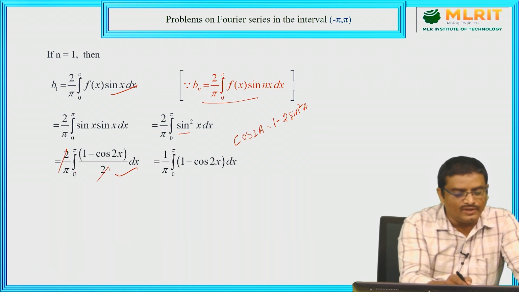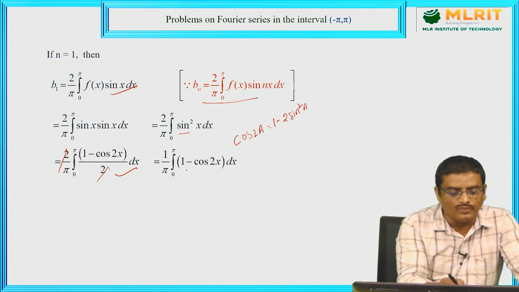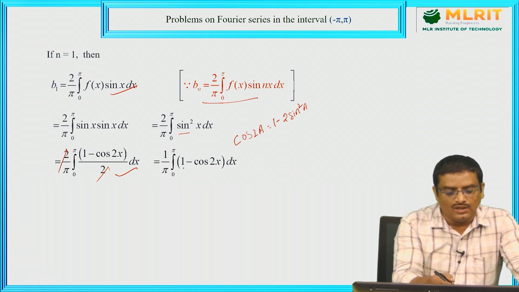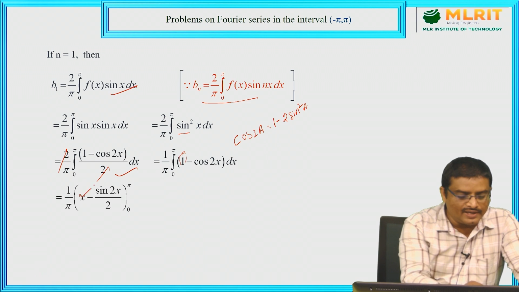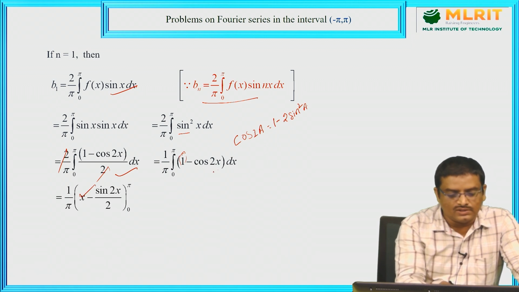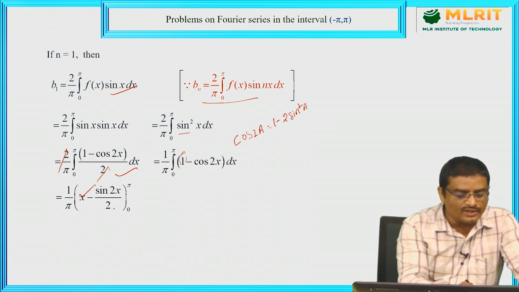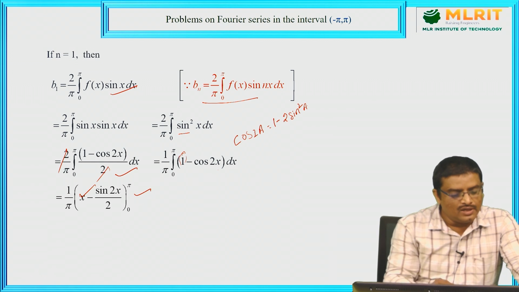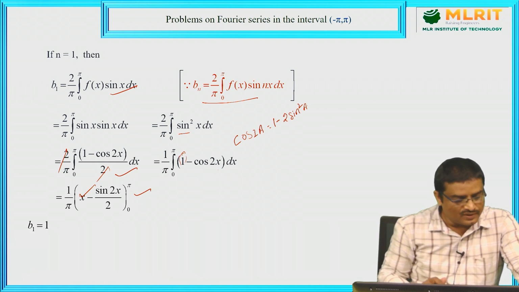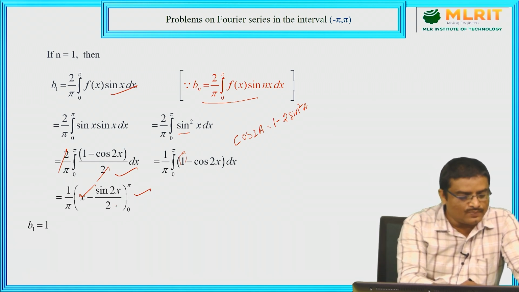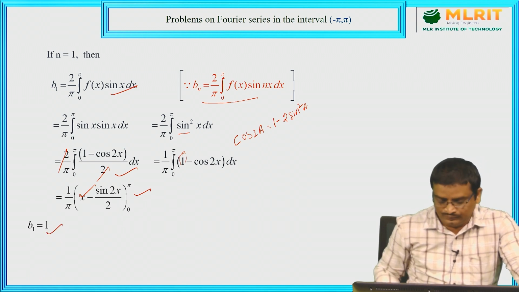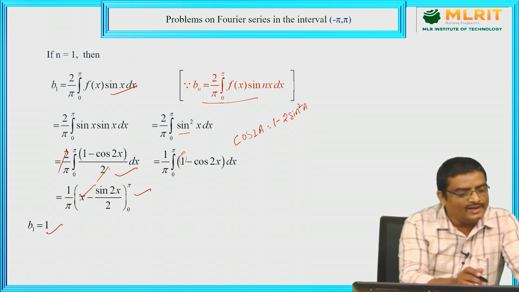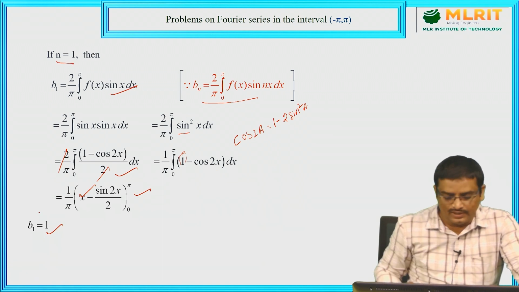So the remaining is 1 by pi, integral 0 to pi of (1 minus cos 2x) dx. Now separately apply the integration. The integral of 1 we can take as x. The integral of cos 2x can be written as sin 2x by 2. Now substitute the upper limit and lower limit in place of x. If you substitute the upper limit and lower limit here, you will get that value is equal to 1. So whenever we take n is equal to 1, we got b1 is equal to 1.